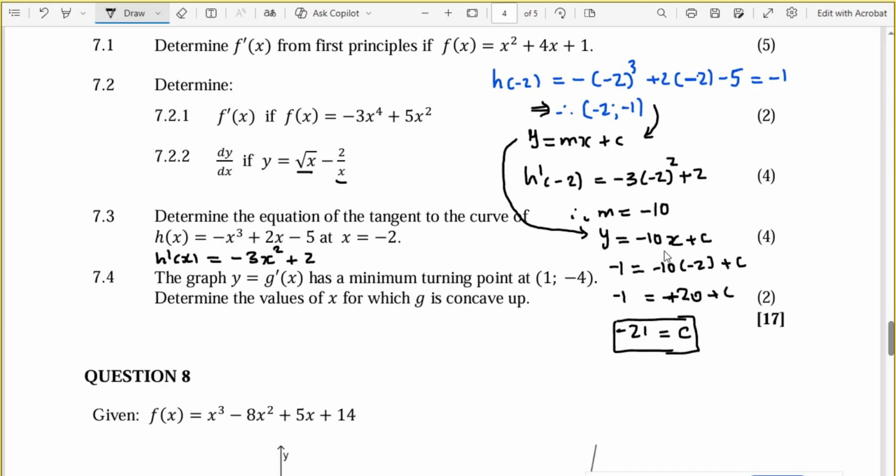So what is the equation of the tangent at that point? Therefore, the equation is y is equal to -10x minus 21. That's the equation of the tangent.